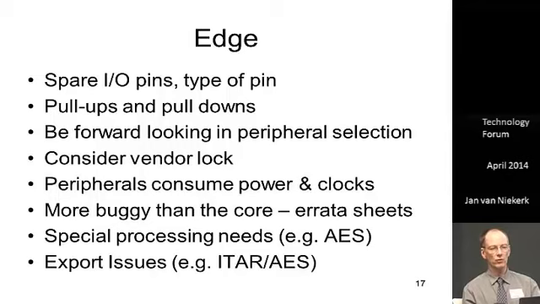Also be forward-looking in your peripheral selection. If you need 2 serial ports and your next project is going to need 3 serial ports, that serial port is 10 cents on the cost of the micro. So when you decide on your peripheral selection, think of what you're going to need for your next 2 or 3 projects and put it in there, because essentially you're getting that silicon for free. And then you don't have to change microcontroller or architecture when you do your next project.